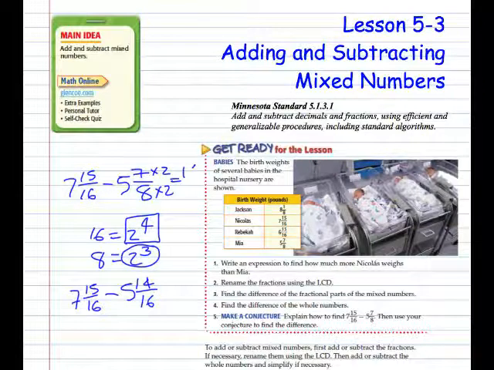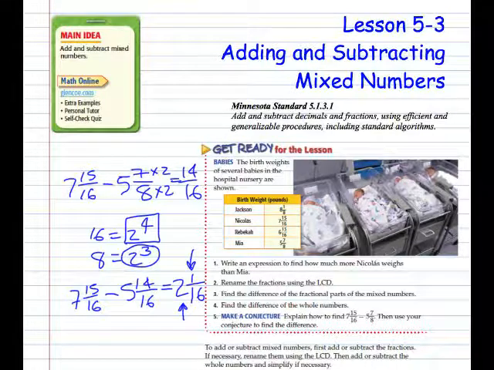If we wrote an equivalent fraction with a denominator of 16, we then subtract the numerator, or the fraction parts, 15 minus 14, and again we only subtract numerators. Keep the denominator. Then we subtract the whole number parts. 7 minus 5 is 2. So we wrote the expression, we renamed 7/8 using least common denominator, or lowest common denominator. We found the difference of the fraction parts, right here. And then we found the difference of the whole number parts, right here.